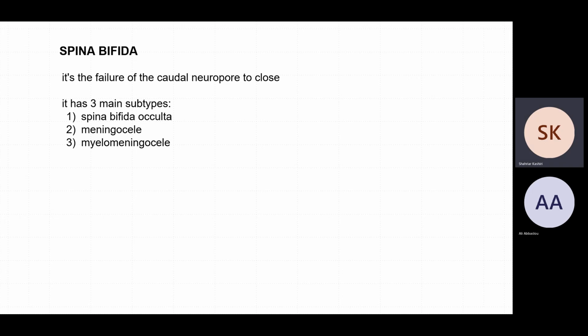Spina bifida. It's the failure of the middle or caudal part of the neuropore to fuse. It is very important to note that the fusion starts in the middle of the neural tube of the neuropore and then continues anteriorly and caudally. Spina bifida, as we said, has three main subtypes. Spina bifida occulta, which is the closed and the mildest subtype of spina bifida. Meningocele, which is an example of open subtype of spina bifida, and myelomeningocele, which is the most severe and open subtype of spina bifida.